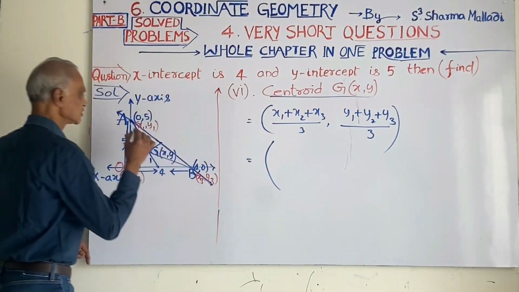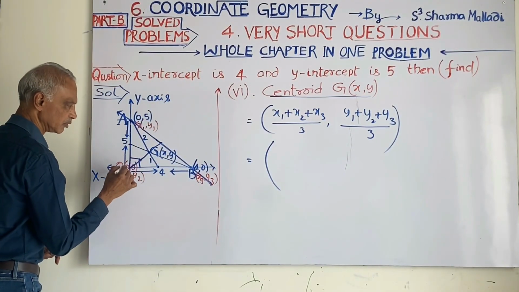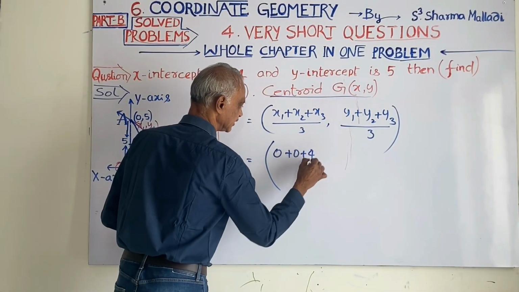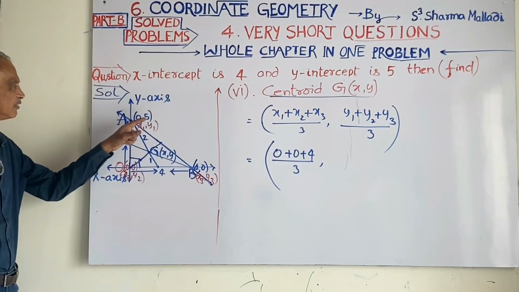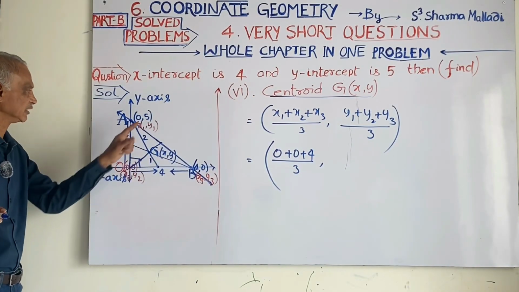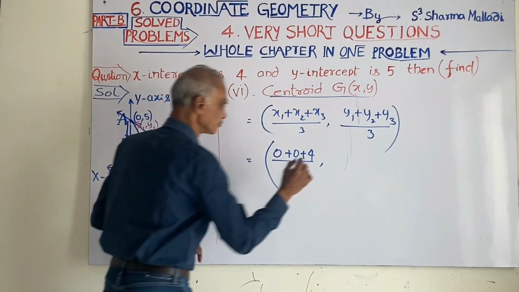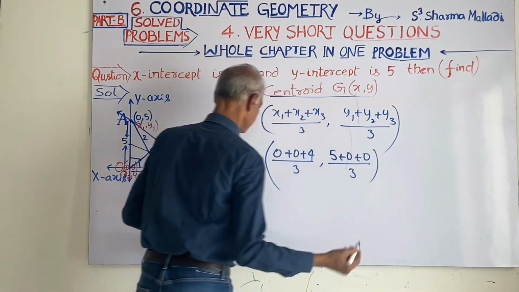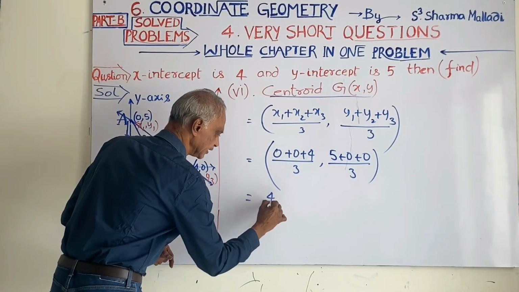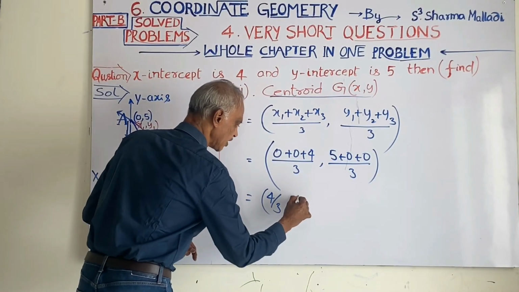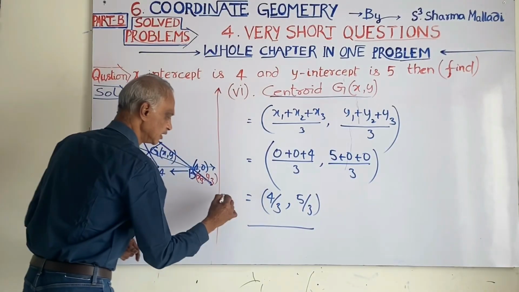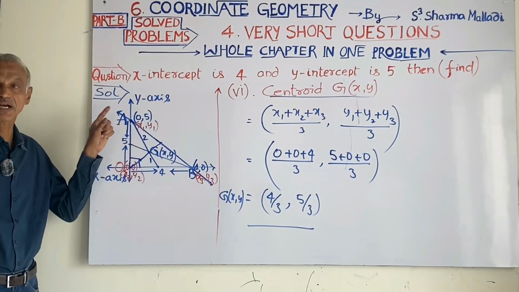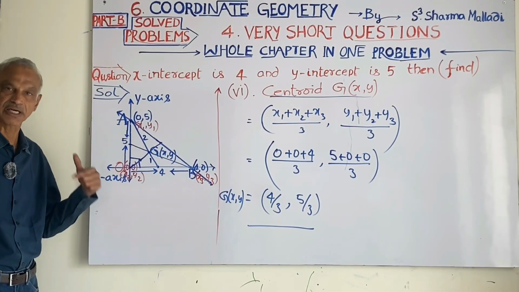Now x: 0 plus 0 plus 4, that is x1 plus x2 plus x3 by 3, comma y1 plus y2 plus y3 by 3, 5 plus 0 plus 0 by 3. So 4 by 3 and 5 by 3 is the centroid of the triangle G(x,y). You should remember this centroid divides the median into 2:1 ratio. That you have to prove.